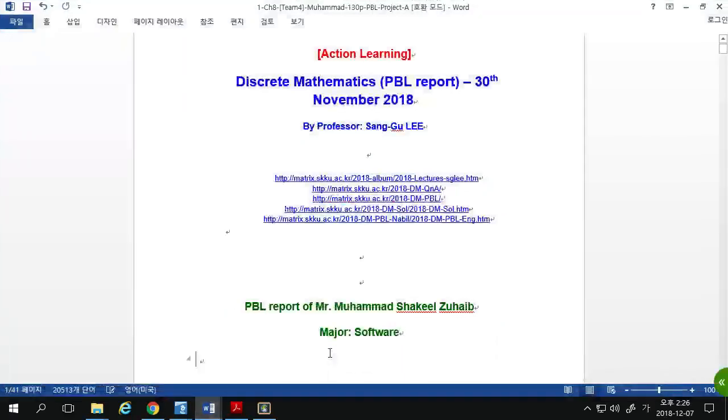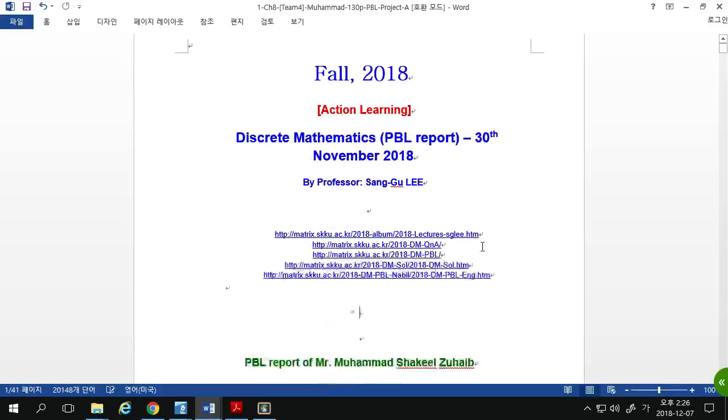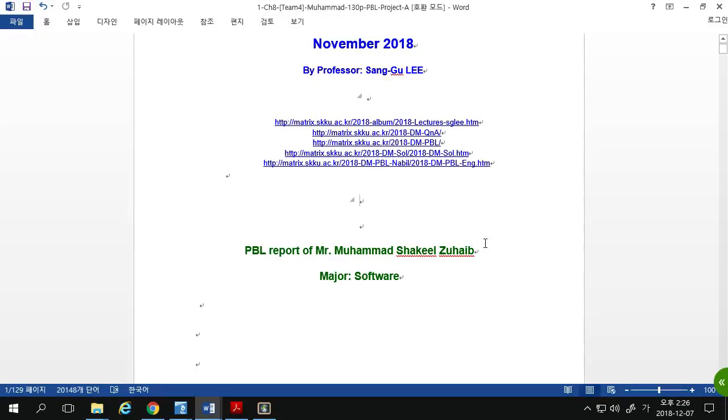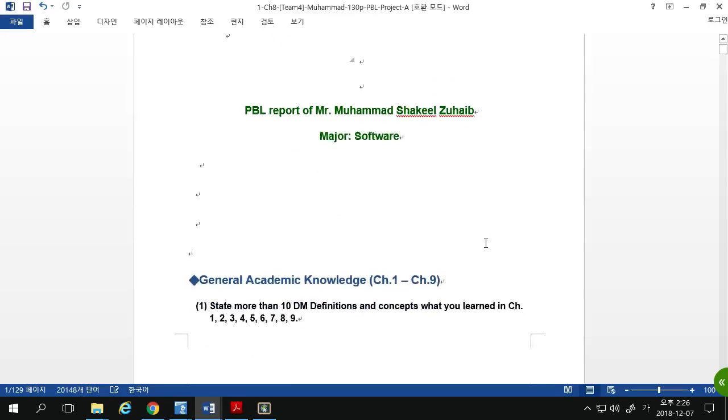Okay, now we will have a presentation of students on Chapter 8. Mohamed and Team 4 will share their experience and their solutions for Chapter 8.